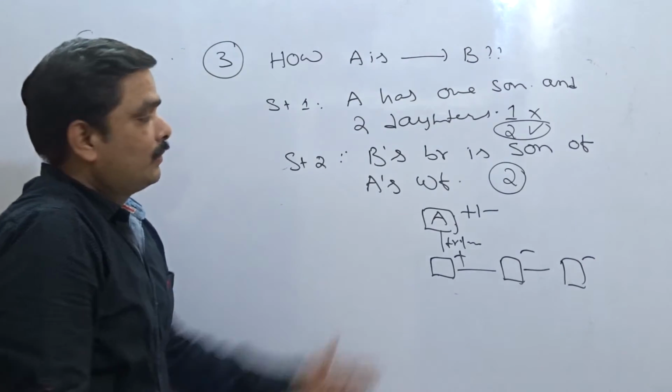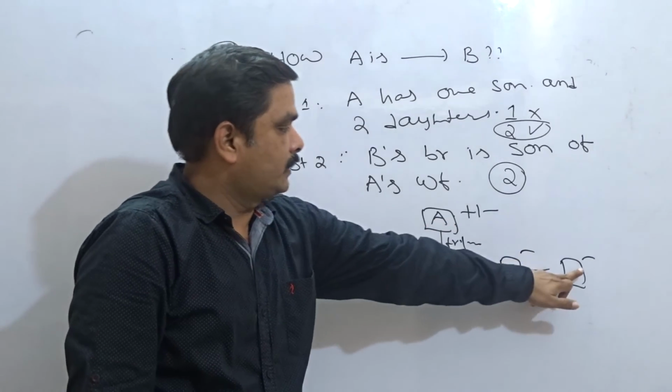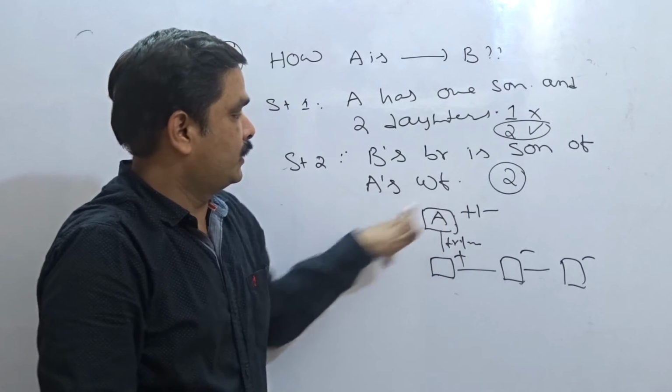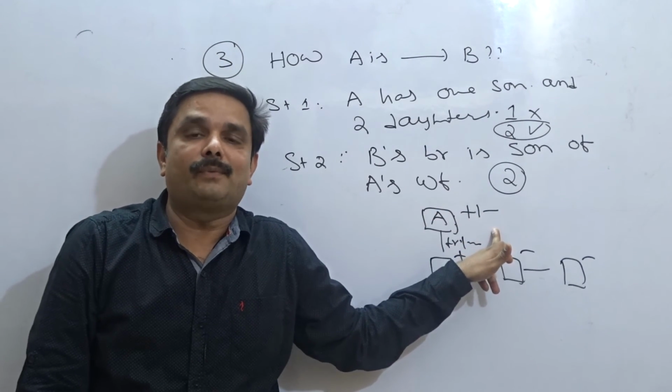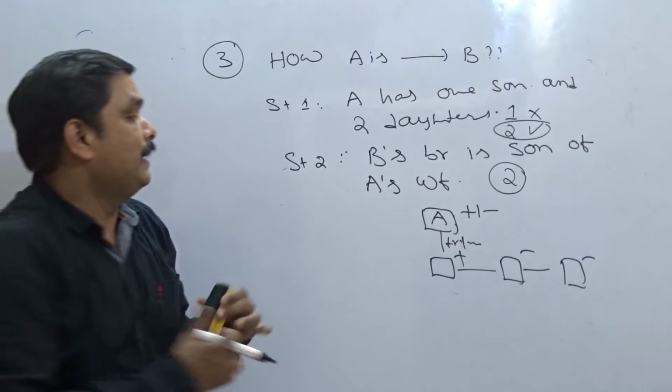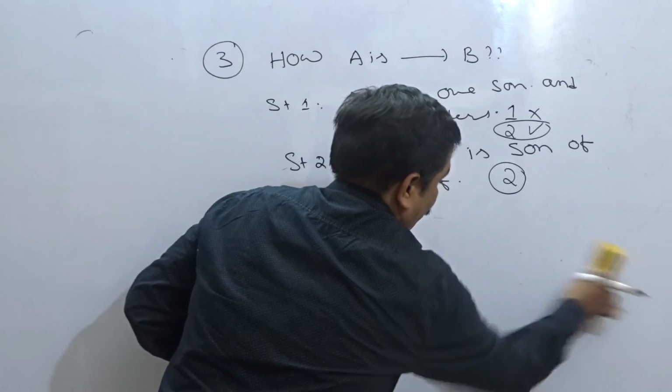This is the way. So with this one, I cannot answer the question because I don't know where to place B here. And moreover, I don't know the gender of A according to this information. Hope you got the idea. Next, I am going with the second one, independently. What is the second one here, right?